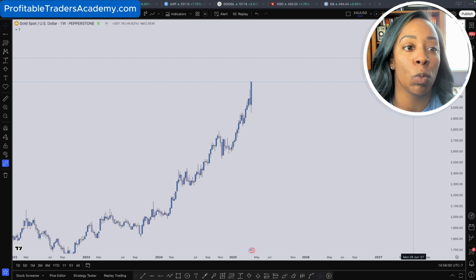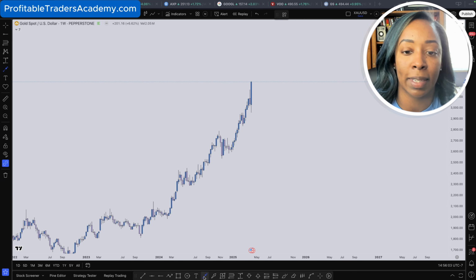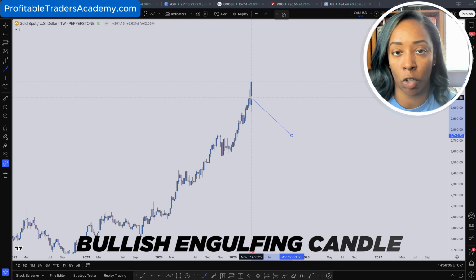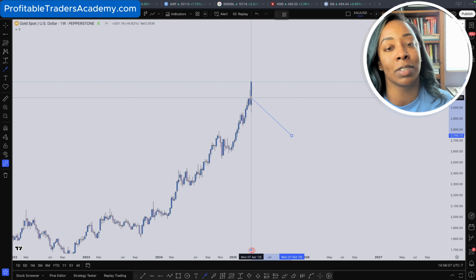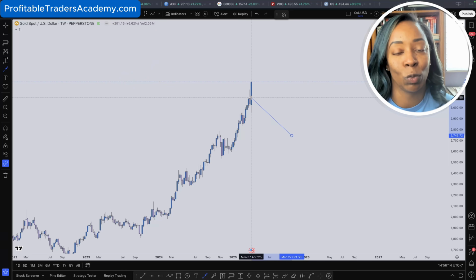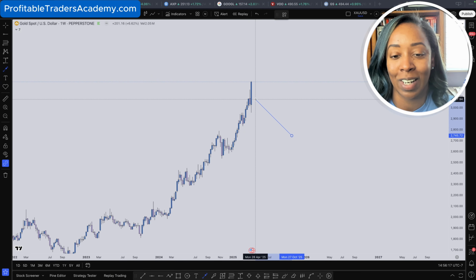As you can see, we are here on the weekly time frame. There is this really huge bullish engulfing candle, mainly because of all the news on the tariffs this past week. They're halting the tariffs for 90 days for most countries, so it really makes the market very interesting now.